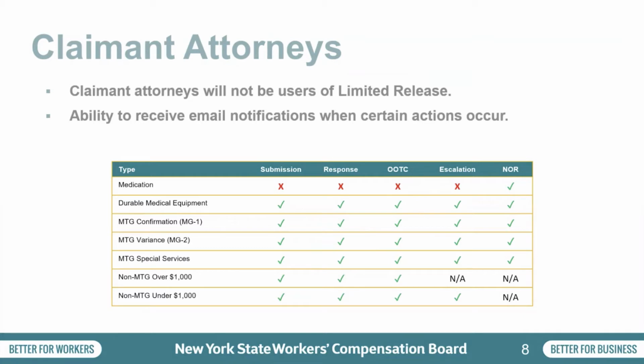As noted in the chart, claimant attorneys only receive a medication PAR update when it reaches a notice of resolution by the board's medical director's office. Claimant attorneys will not receive updates for the escalation of non-MTGs over $1,000 or notice of resolution of non-MTGs both under and over $1,000. The system does not generate notifications of these PAR statuses.